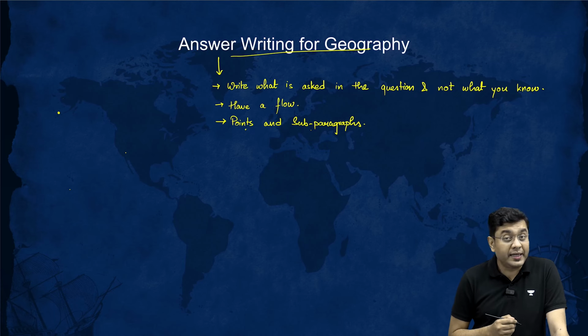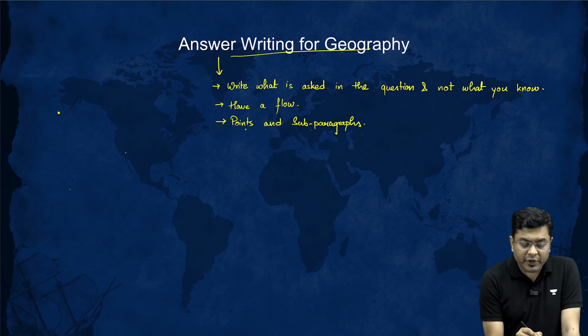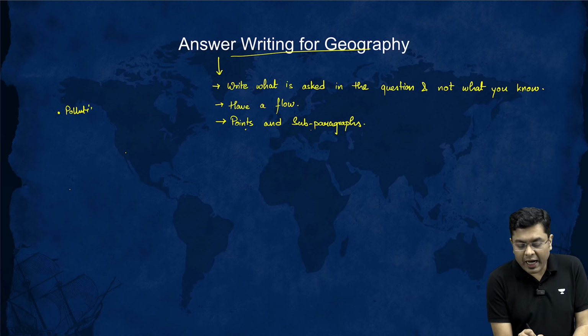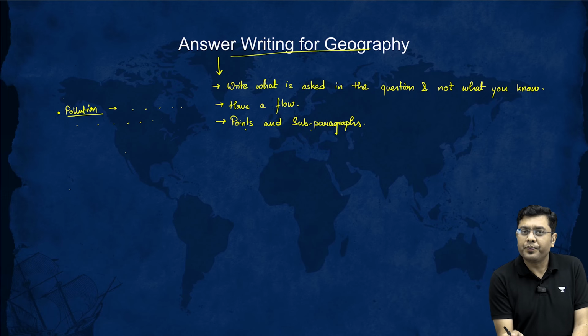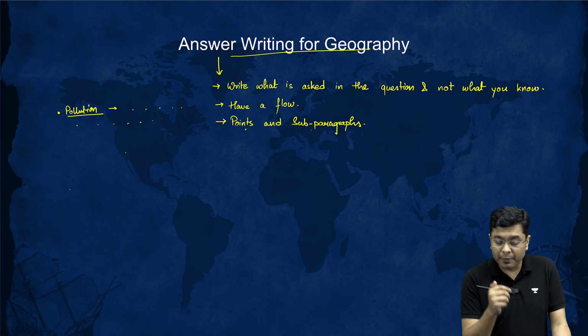Now, why do urban heat islands get created? One of the reasons for that is basically the huge amount of pollution. So here you write pollution. After you have written pollution, underline that, and then write a couple of sentences about pollution. Not a long paragraph, a couple of sentences.